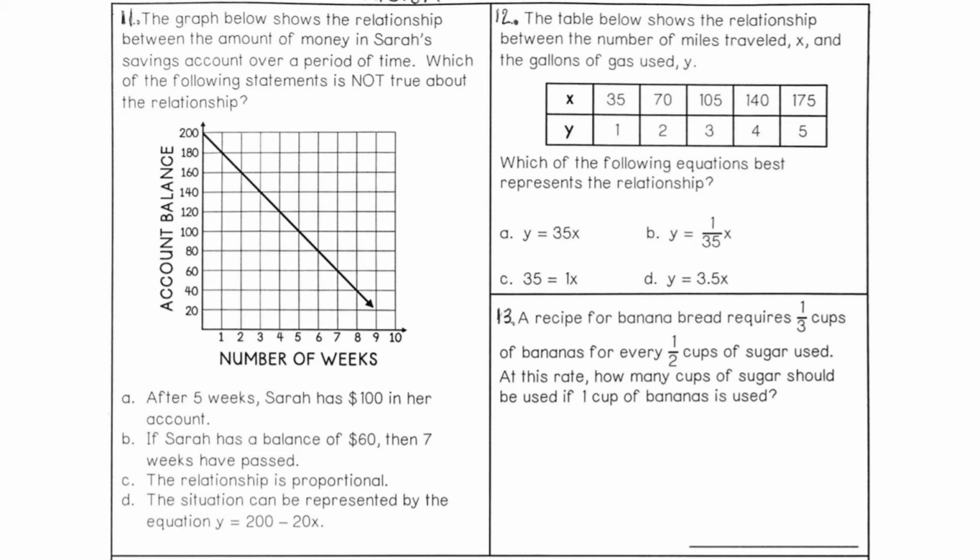Number 12. The table below shows the relationship between the number of miles traveled, X, and the gallons of gas used, Y. Which of the following equations best represents the relationship? 13. A recipe for banana bread requires 1/3 cups of bananas for every 1/2 cup of sugar used. At this rate, how many cups of sugar should be used if 1 cup of bananas is used?